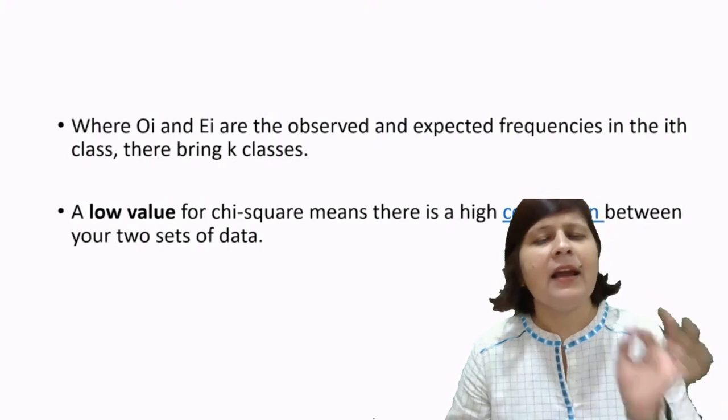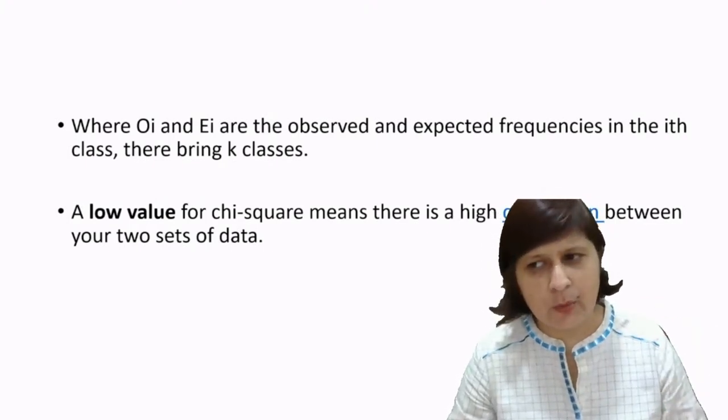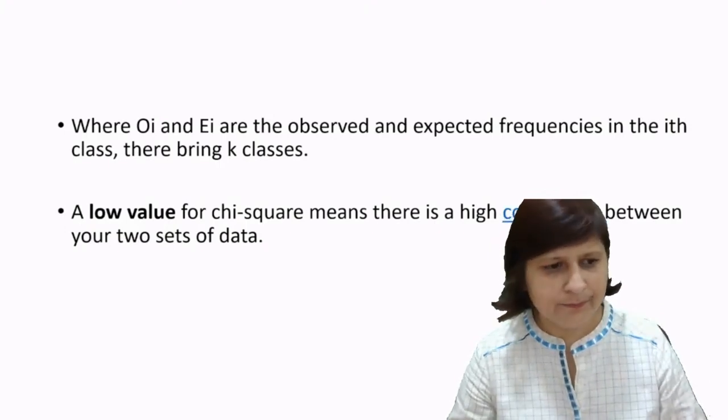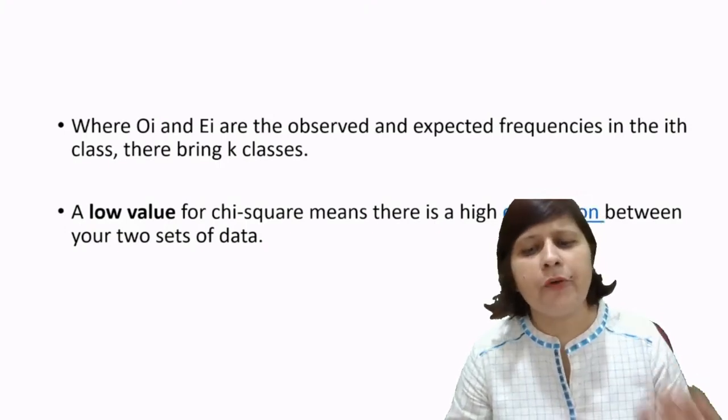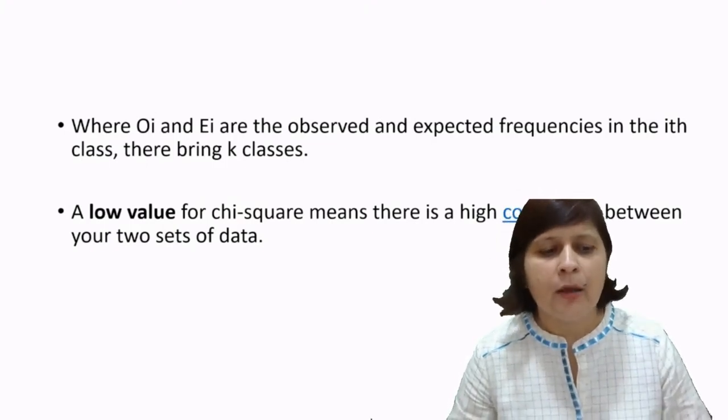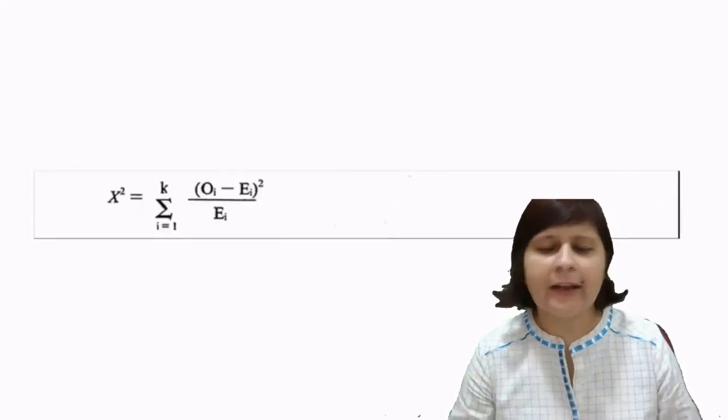Oi and Ei are the observed and the expected frequency in the ith class, where there are k classes. A low value for chi-square means that there is a high correlation between your two sets of data.